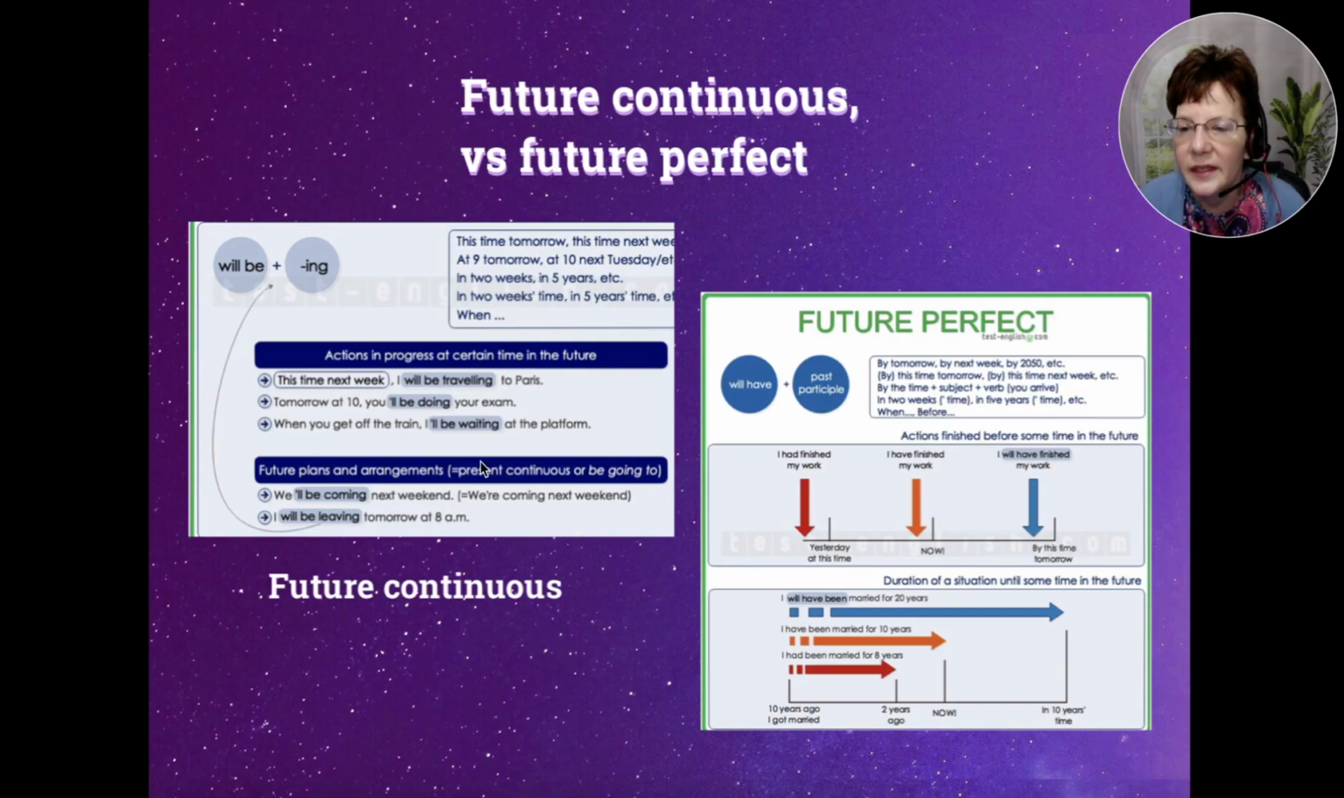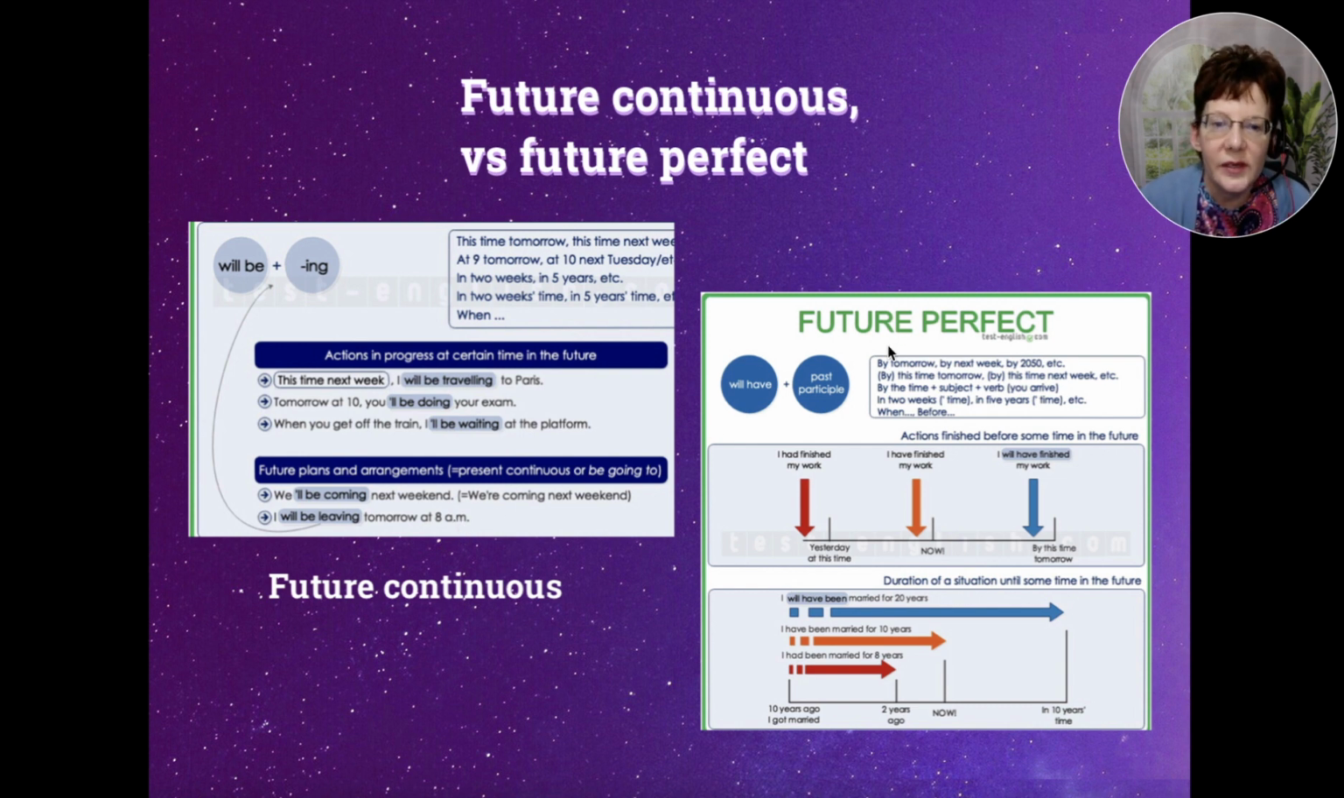All right. And then it's also for future plans and arrangements. Sometimes present continuous is used or be going to. So, for example, we'll be coming next weekend. It also means we're coming next weekend using present continuous. Or I will be leaving tomorrow at 8 a.m.